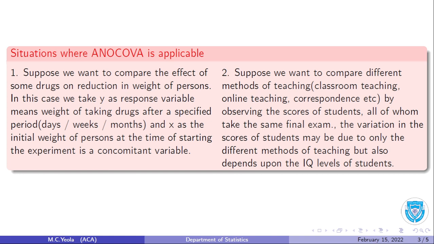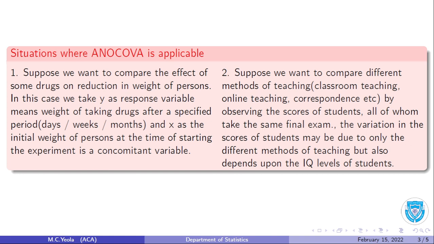And x, the initial weight of persons at the time of starting the experiment, is a concomitant variable, which is also important here. We are calling x the initial weight of persons at the time of starting the experiment. So this is the concomitant variable, or the ancillary variable, in this case.